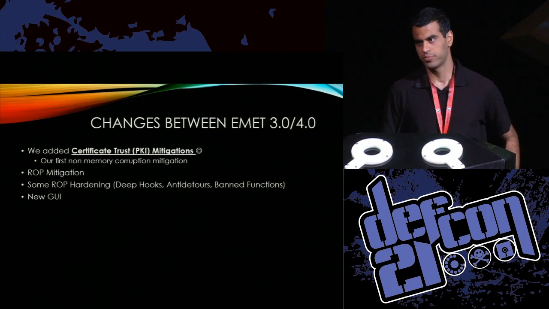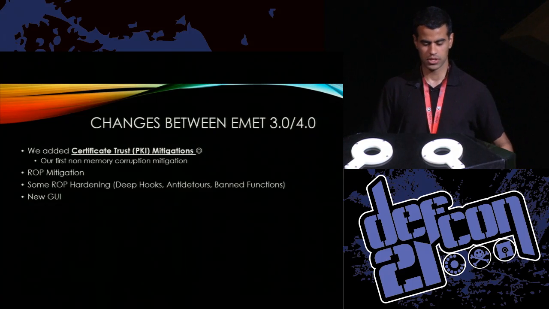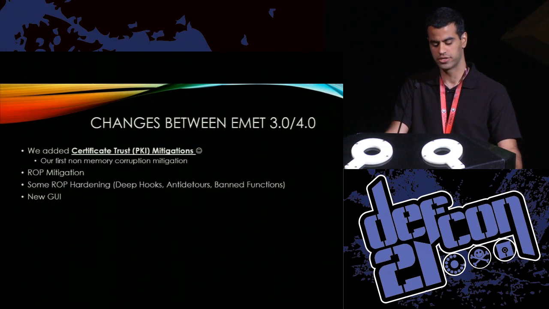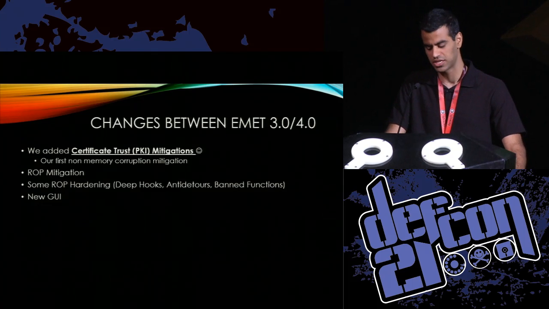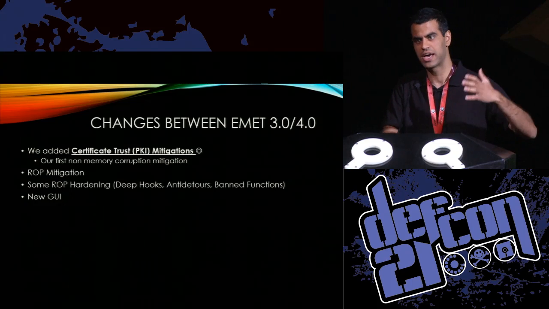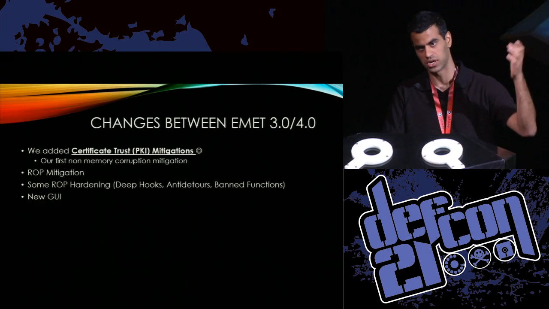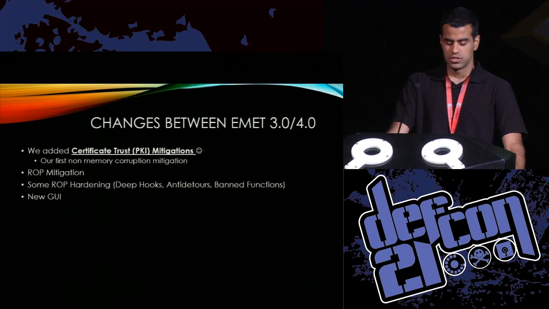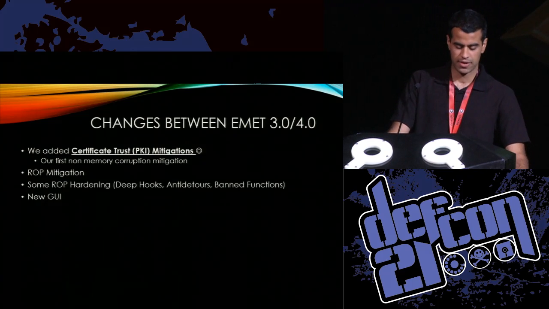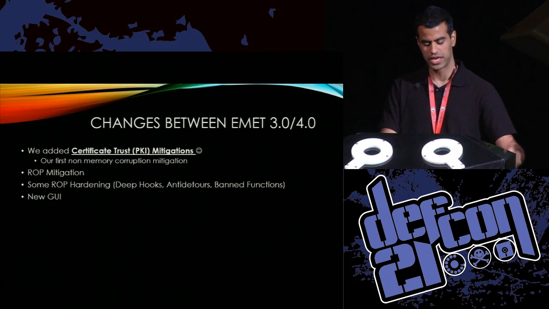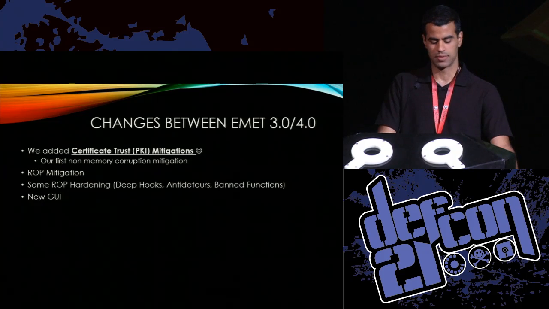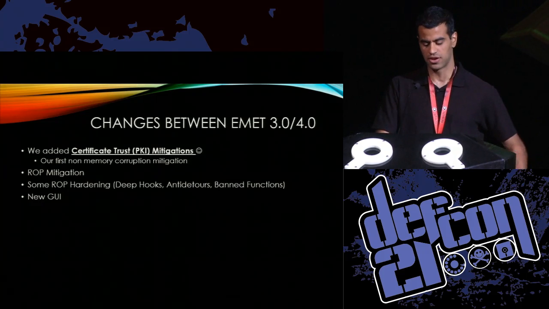So, some changes between EMET 3.0 and 4.0. First of all, we added the certificate trust PKI mitigation. A lot of talks this year at DEFCON have been about man in the middle and abusing PKI. I'm not saying that PKI itself is bad, but sometimes it can be weakly or badly implemented, like if you use short keys for your roots. So that was a mitigation we added for that. We also added a mitigation for ROP exploits and some hardening for those ROP mitigations, and a new user interface so you can have skins and cool stuff like that.